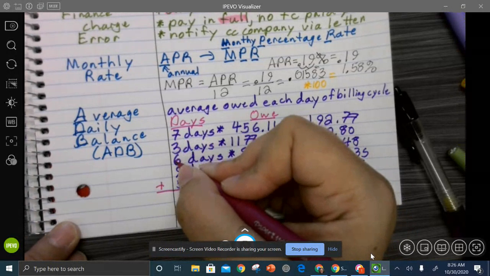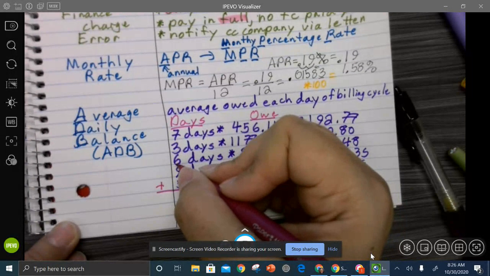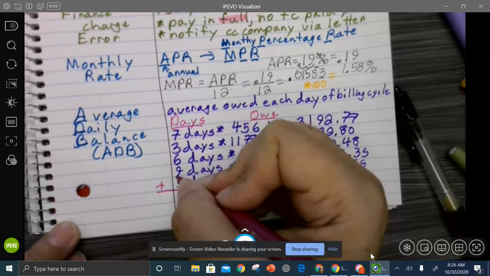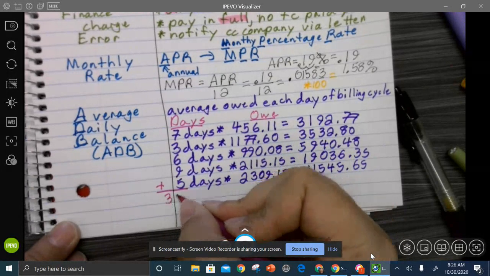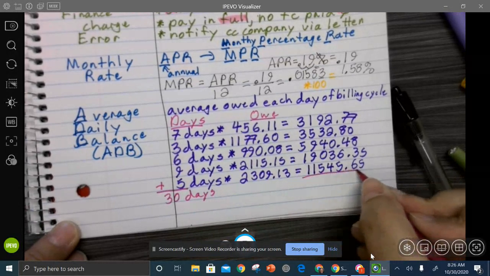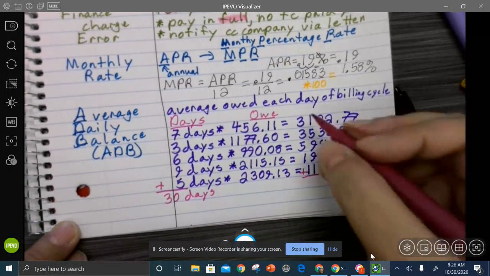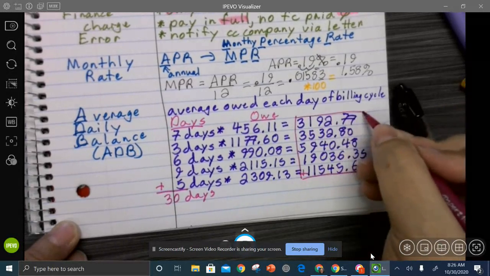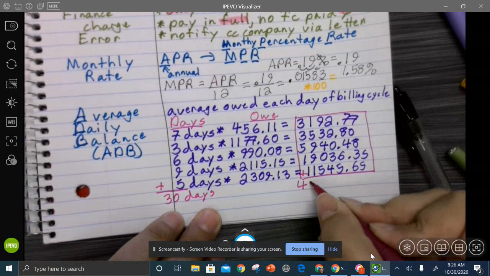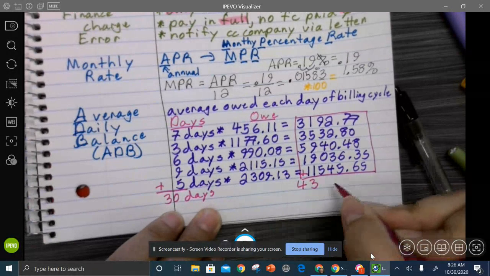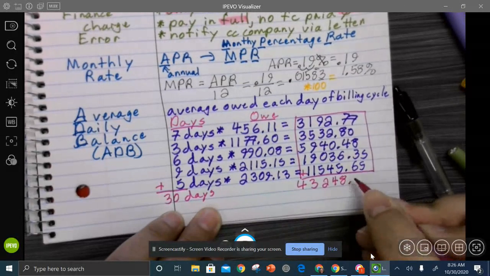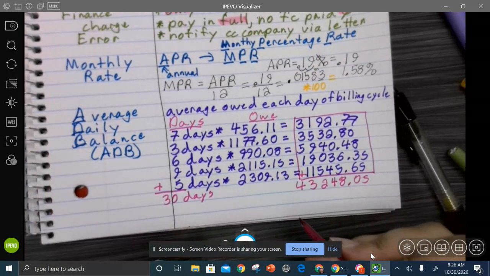If we add all the days together, 7 plus 3 is 10, 10 plus 6 is 16, 16 plus 9 is 25, 25 plus 5 brings us to 30 days. So there's 30 days. We're going to add all of these together, and we get $43,248.05.